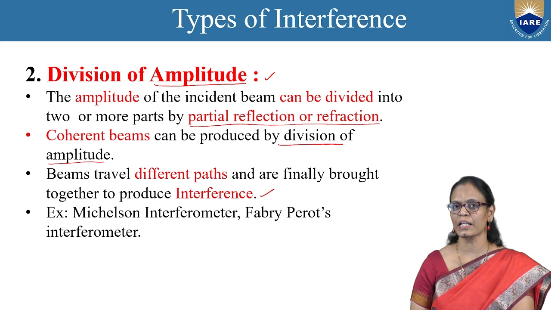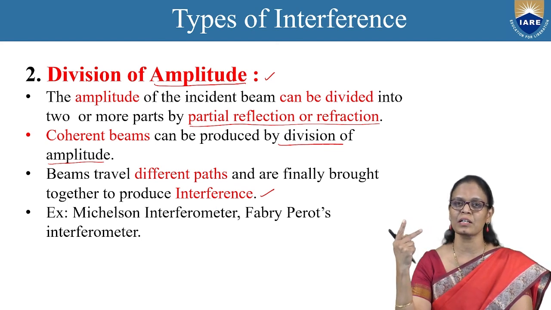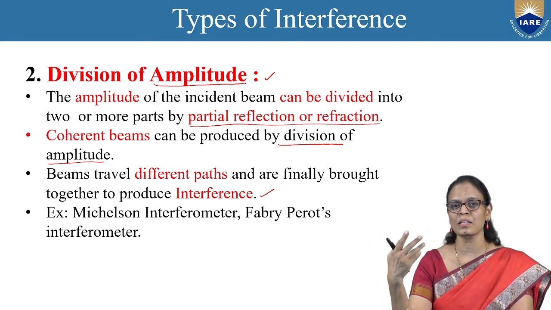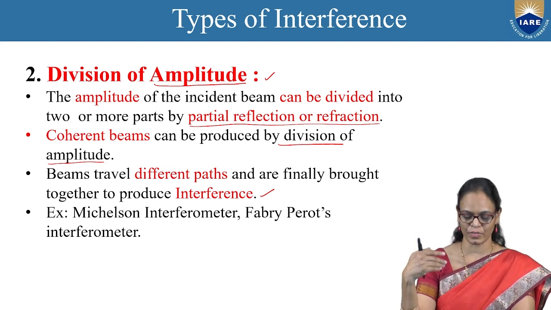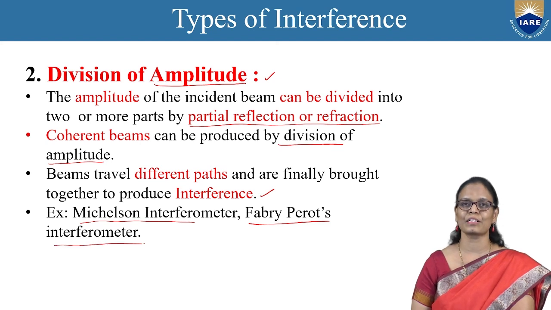So what we are seeing in interference is two different beams interfering with each other, coming in two different paths. When they are coming in phase, we call it constructive interference. And when they are coming out of phase, we call it destructive interference. So the best examples for division of amplitude are the Michelson interferometer and the Fabry-Perot interferometer.